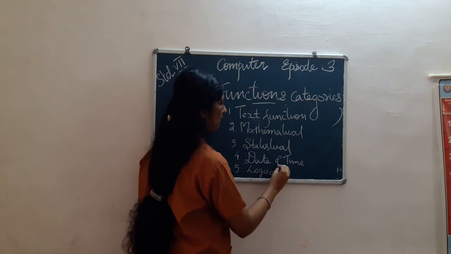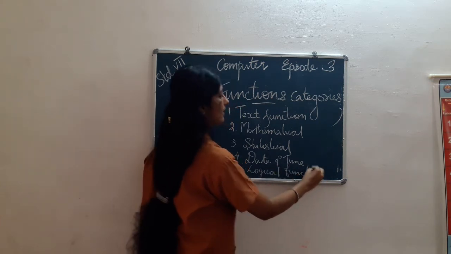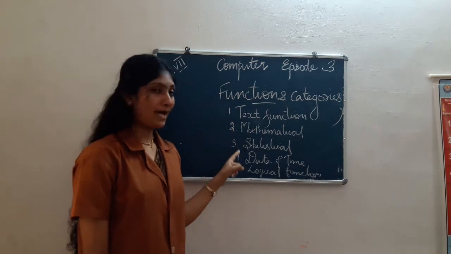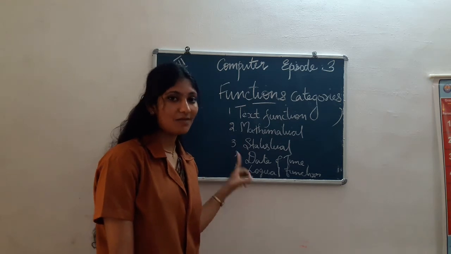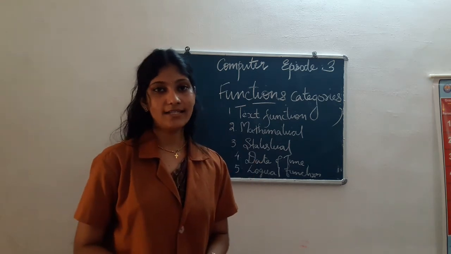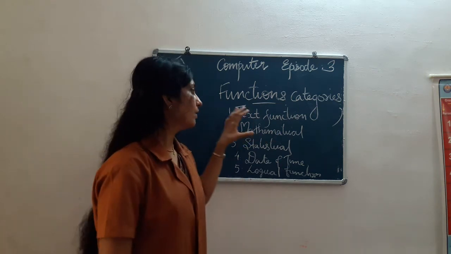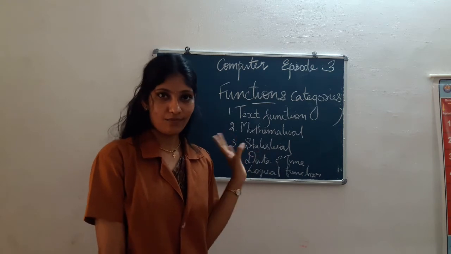So what are the 5 categories of function? First one, text function, mathematical function, statistical function, date and time, and finally logical function. So these are the 5 types of functions. Let me discuss one by one. So first function is what? Text function.